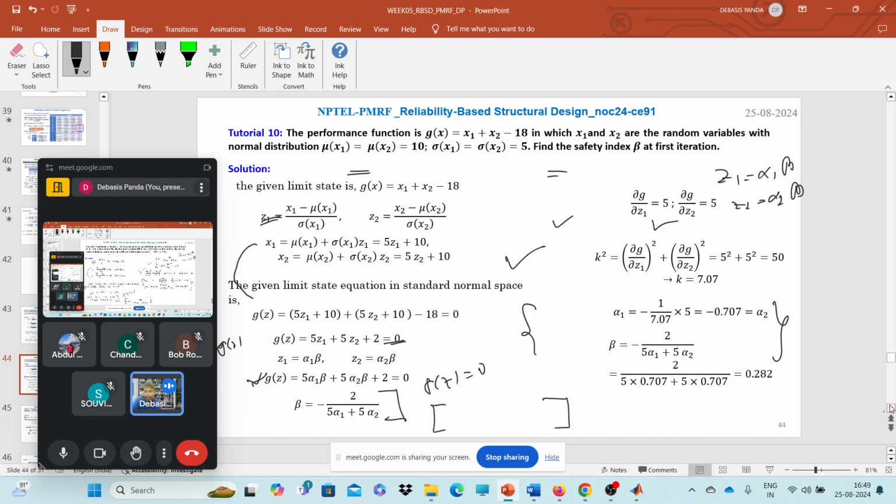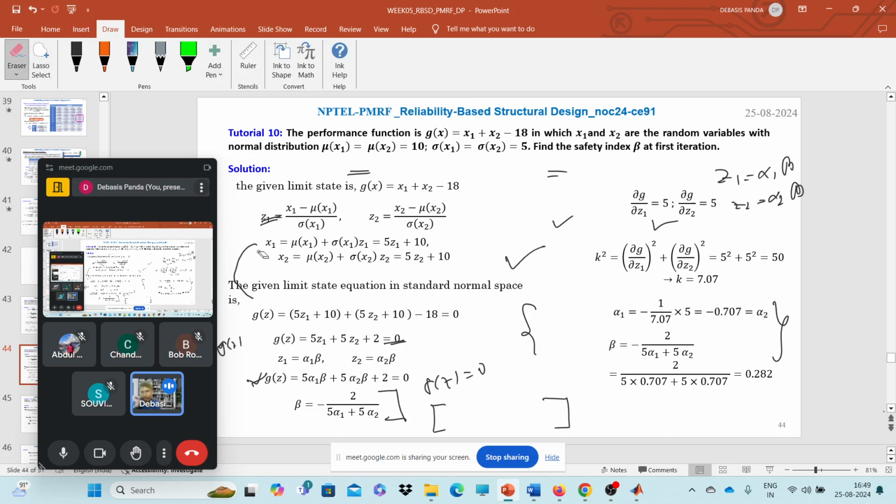Okay, now let's solve the next problem, the circle problem. We also have solved the circle problem using MATLAB. You can check using MATLAB also. Here, find out the beta in the first iteration. It's a simple thing. First, you need to convert it into Z domain. After converting into Z domain, you need to find out the initial alphas. Once you get the initial alphas, put them into the equation of beta, and you will find out the beta. The first initial beta is coming out as 0.282.